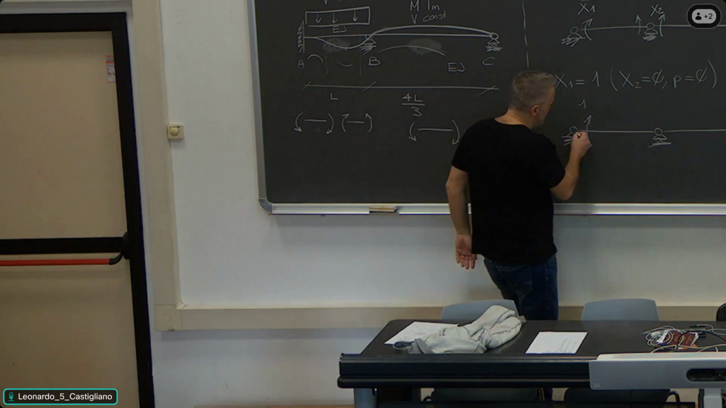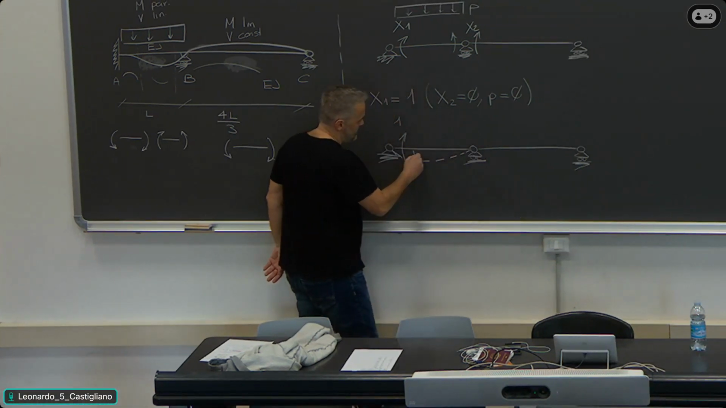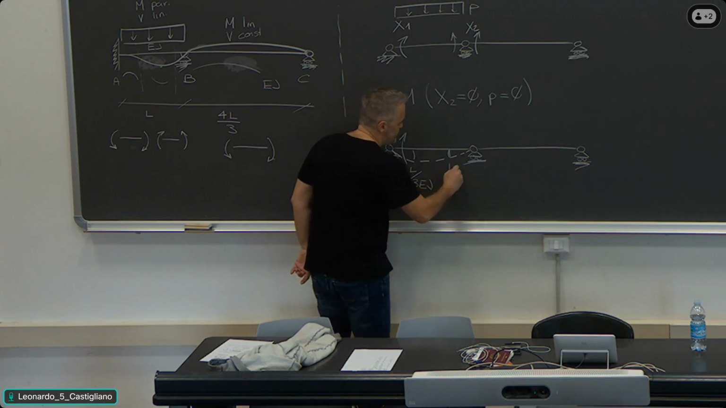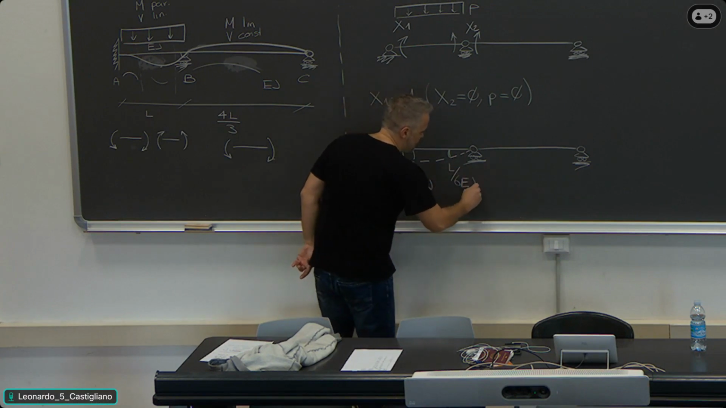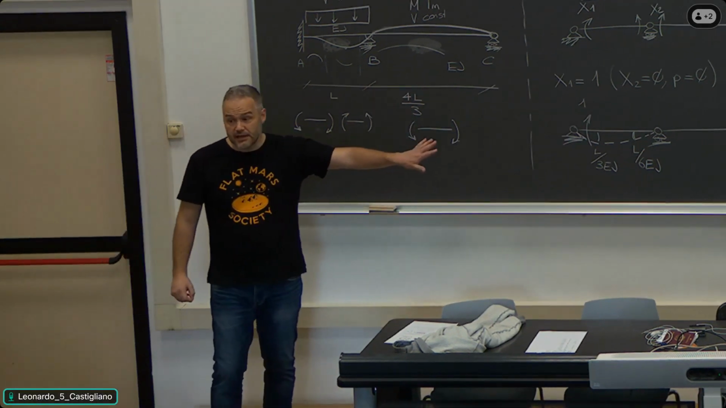Which means the deformed shape in this case looks like this. Here there is a rotation with one arch, two arches. This is L over 3EJ. This is L over 6EJ. Is this clear to everybody?